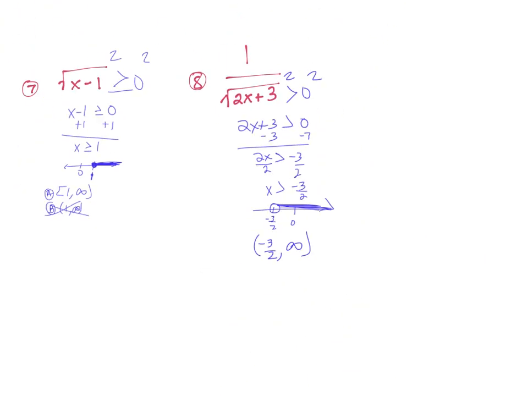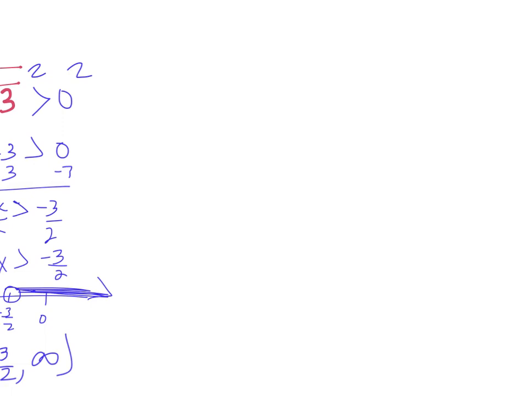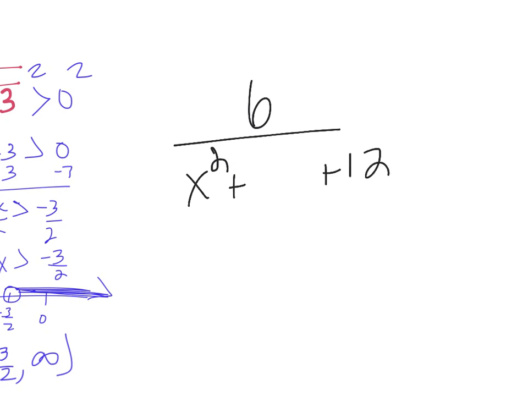But let's think about this. Okay, here's another example. I want you guys to write this down. What if I had... what's the problem here? There's a variable in the denominator. So I have to take the denominator, folks, and I have to say, hey, this cannot be 0.